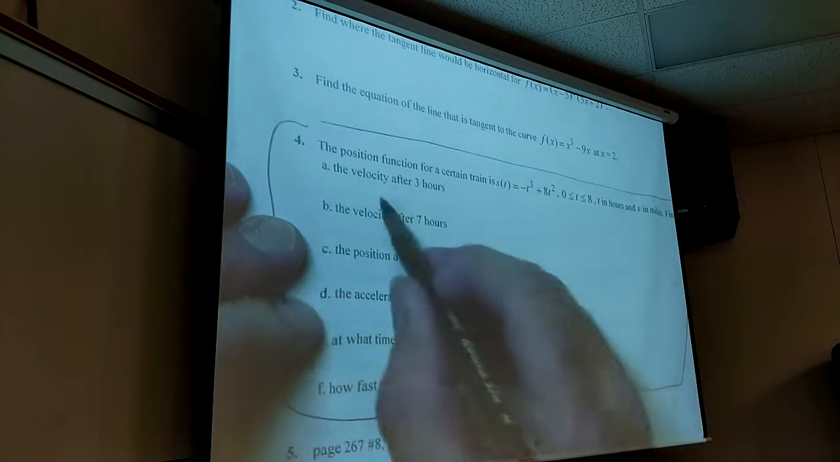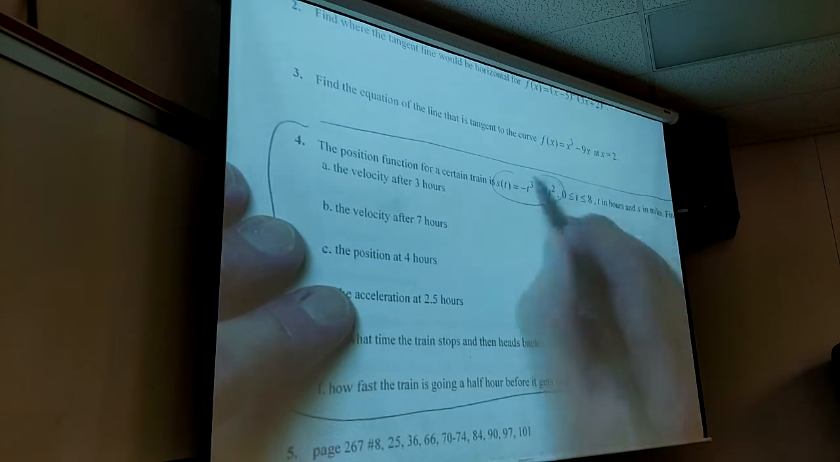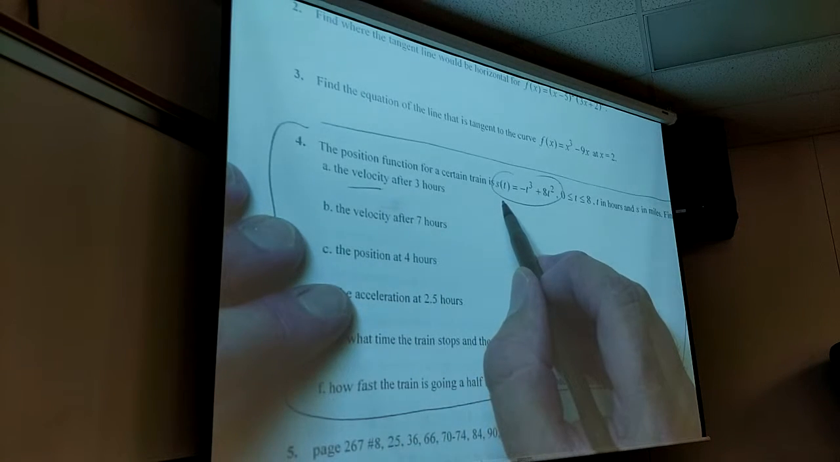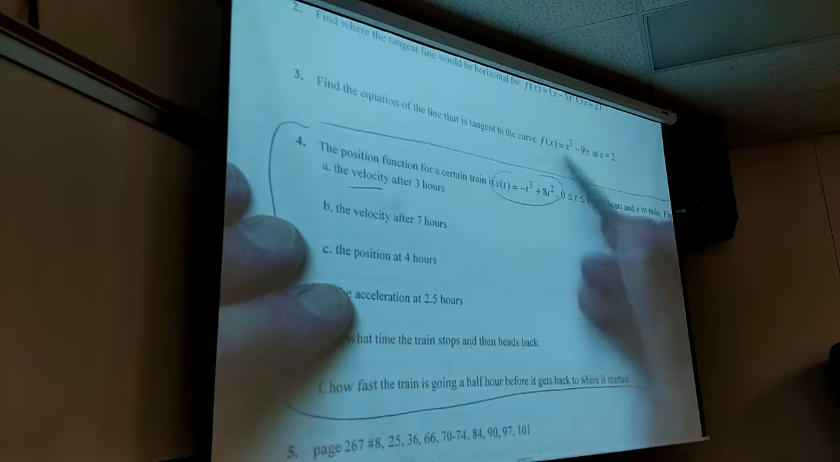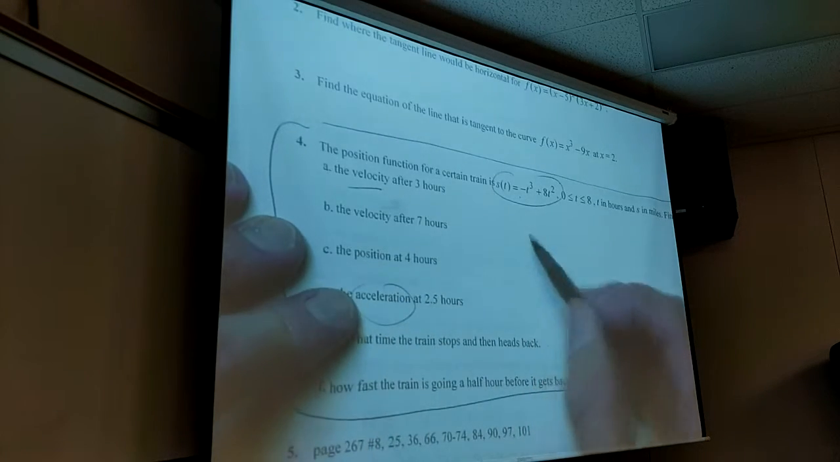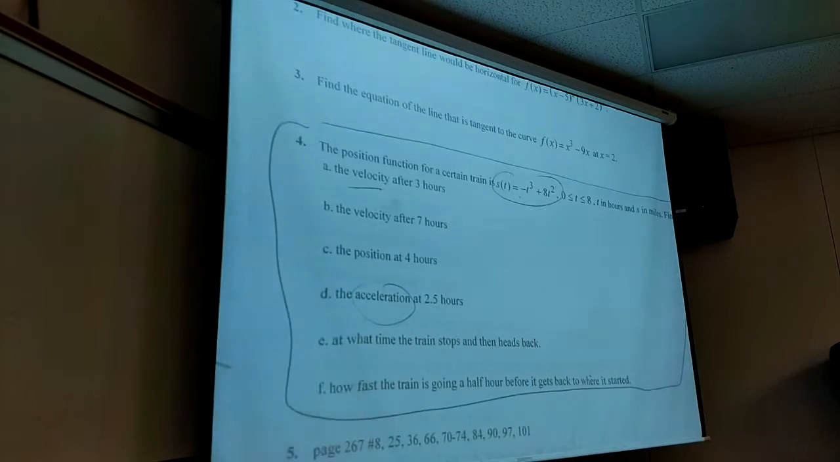But what do you think? If I gave you a position function, how would you get the velocity? You say take a derivative. How do you get the acceleration? Another derivative. So the first derivative of position is velocity, because velocity is the rate of change of position. The second derivative of position is the acceleration.